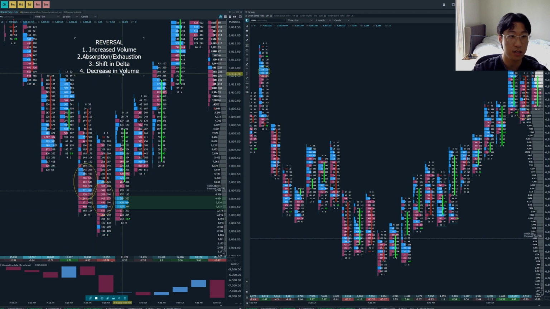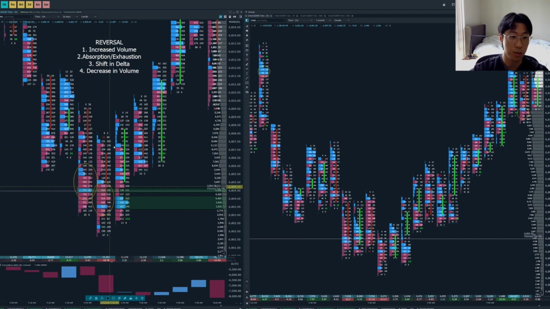A shift in delta. I also need to update this, but I've kind of realized that it's not super important to see the shift in delta, but it's just a good bonus. And then the decrease in volume is for if we're looking at the next candle, right? So off this alone, we couldn't really take it. We do see that there is selling absorption, and we see that buyers are somewhat aggressive here from this little level, right?